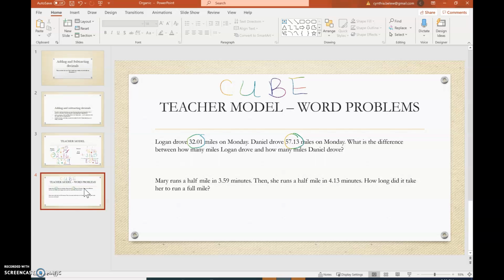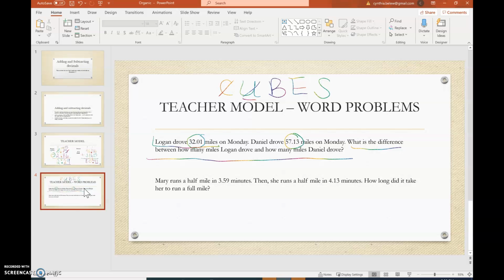Eliminate any additional information, and solve by showing your work. I circled my numbers. Now I can underline the question. Well, the question says, what is the difference between how many miles Logan drove and how many miles Daniel drove? I underline my question. Now I'm going to box keywords.